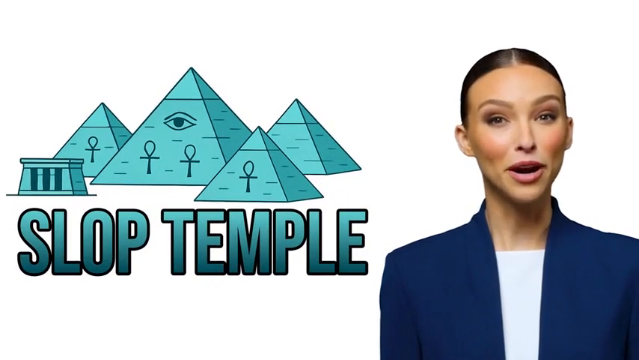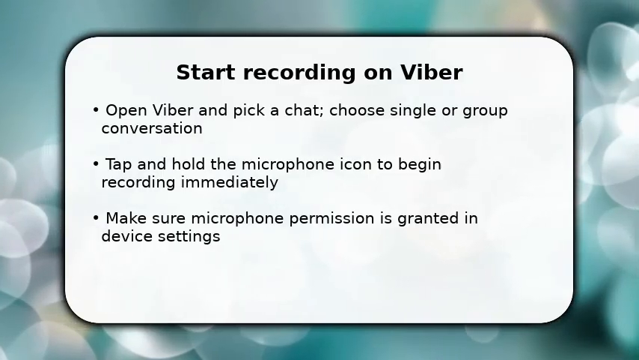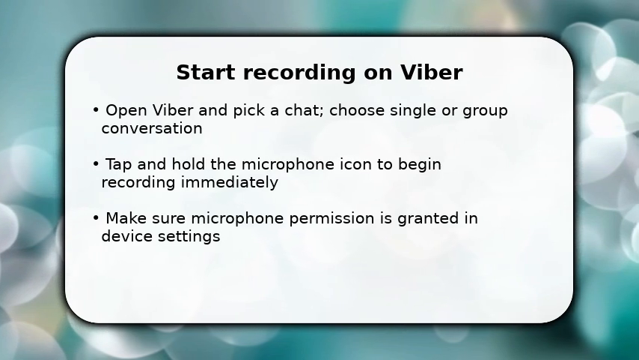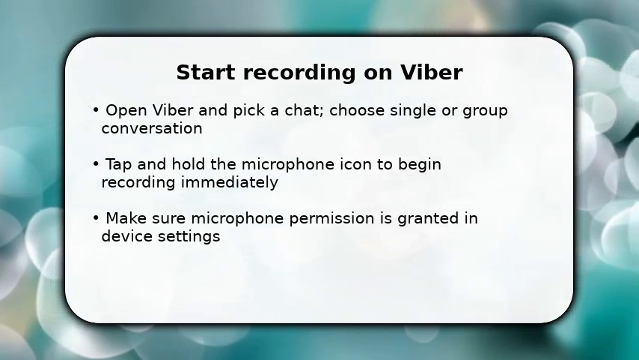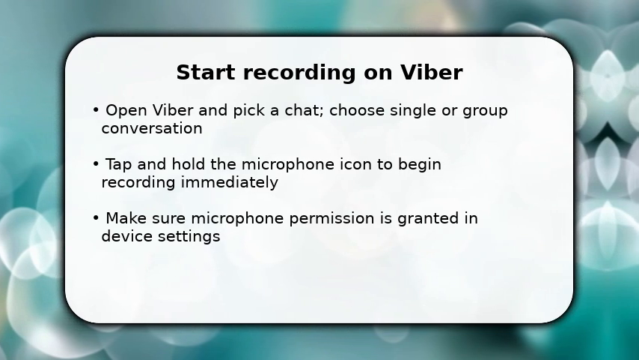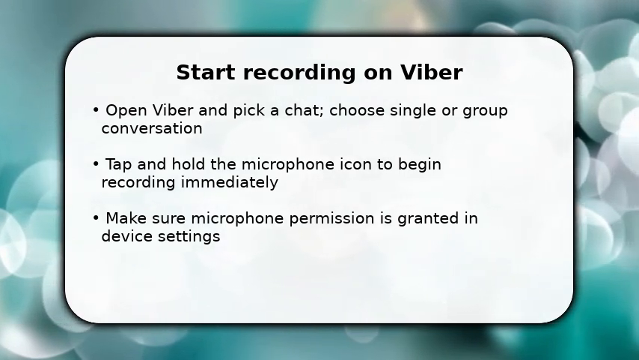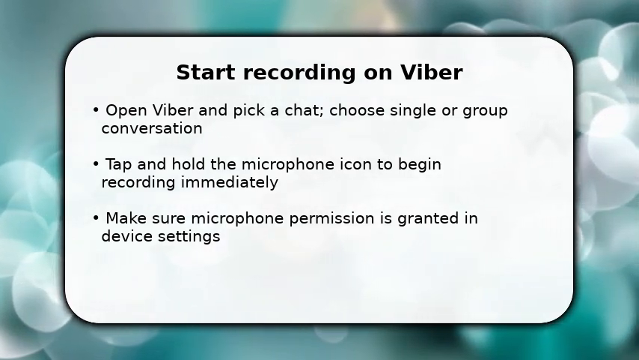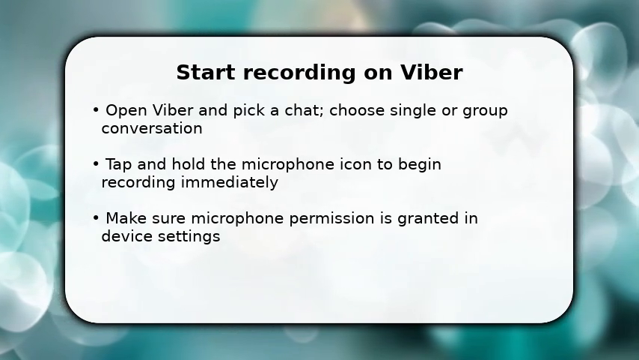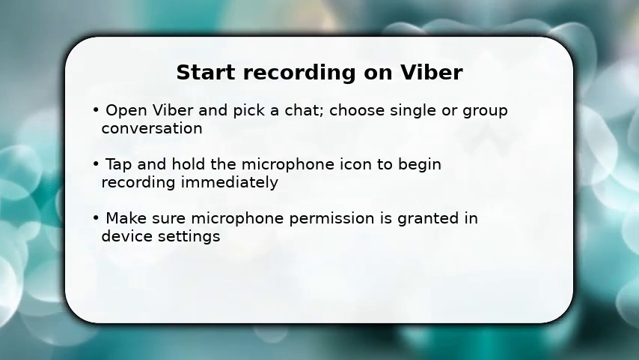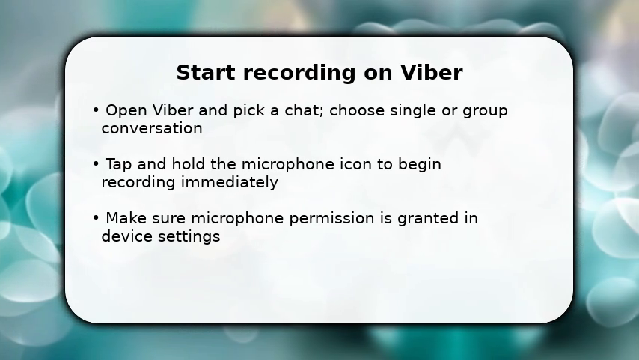We pray this video helps. You open Viber and go straight to the chat where you want to send audio. Once there, press and hold the microphone icon at the right side of the message box. This starts recording instantly. Speak clearly and keep the phone steady. If you see a permission prompt, grant microphone access now. Without it, you cannot record.